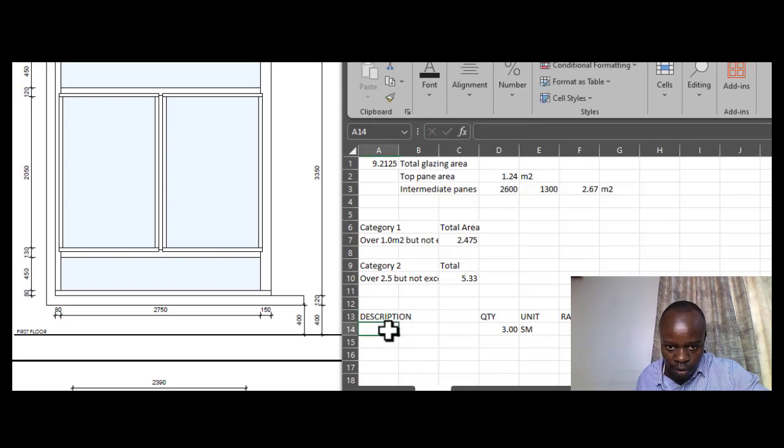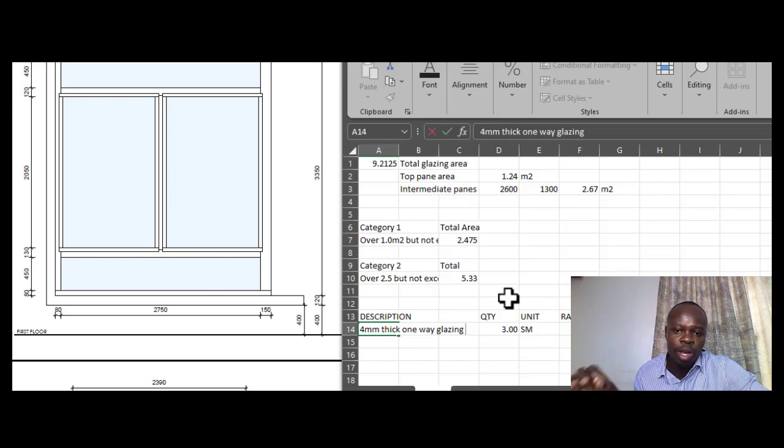You're going to have glazing. You can talk about thickness, so you can say, for instance, 4 millimeters thick, one way glazing. For the purposes of description, just make sure that you are as precise as possible. 4 millimeter thick, one way glazing. Then you say panes in size.